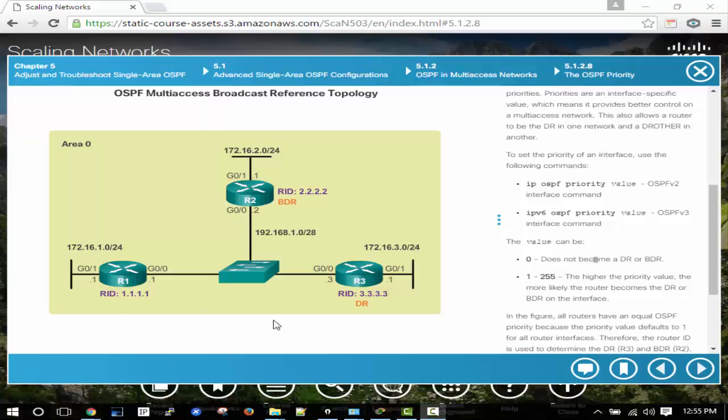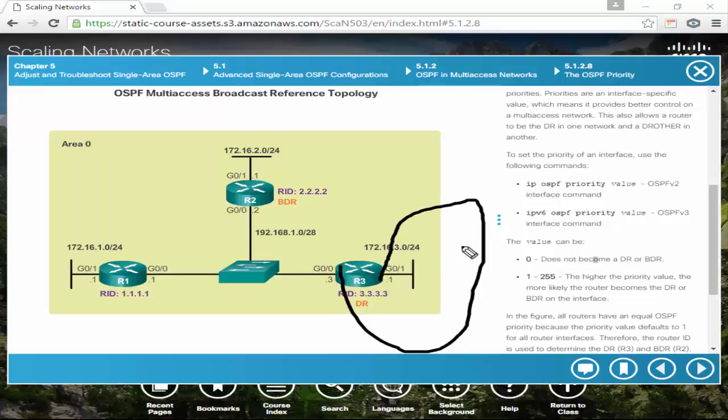And why we're doing that is the highest priority on an interface is going to be used in an area. And why we would do that is if we had multiple areas, say there was another, this was going to be then area 2, A2.